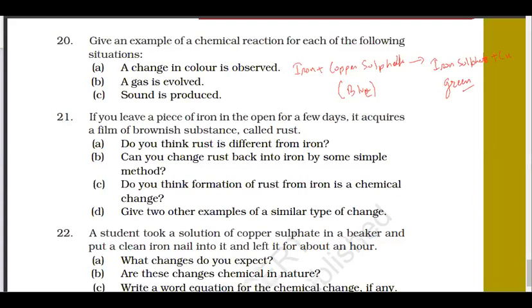Next one, right? Next, a gas is evolved. So I guess everyone remembers the question that we already discussed, okay? Sodium bicarbonate plus acetic acid, right? Yes, Devika, baking soda and vinegar. Okay. Brinda, it may rust, right? It may rust. Okay, if it's water, it may rust. See, sound is produced. So sound is produced, tell me. Crackers, right? Yes. Or the one video that I have shown. But for you, just write firecrackers, okay? Very good, everyone. Next.